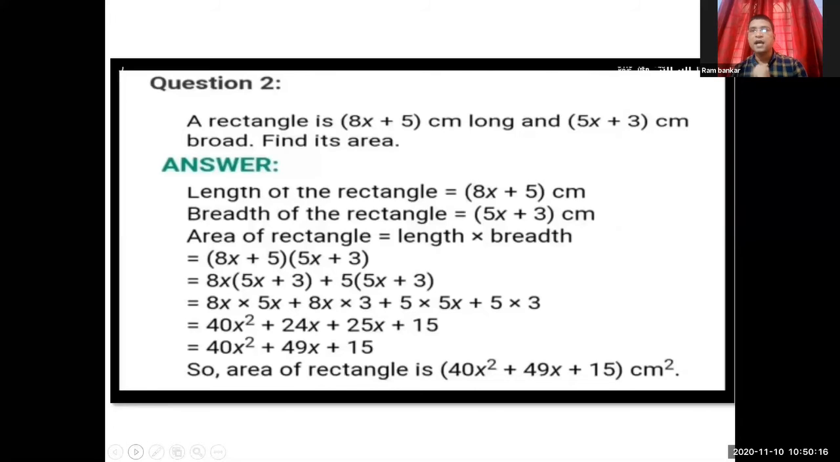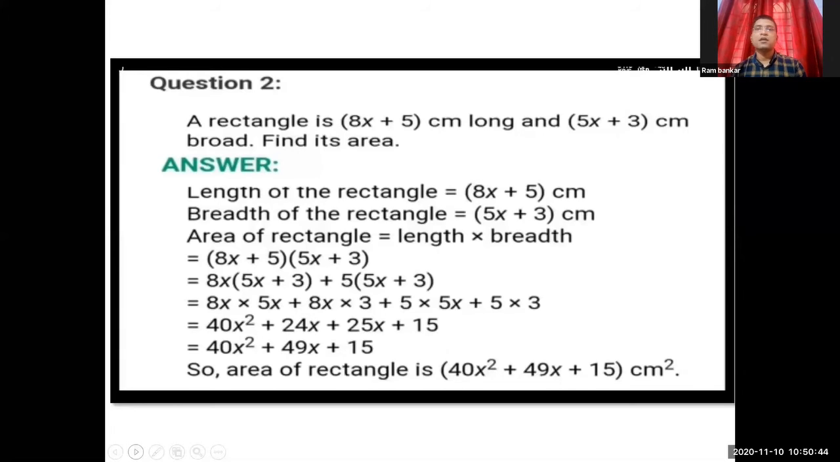8 3s are 24x. The x is written as it is. Plus 3 5s are how much? Plus, sorry, 8 3s are 20x. Then again next is 5 into 5. 5 into 5, how much? 5 5s are 25. Written x as it is. And the next is 5 3s are 15. Only coefficients in the last step. 5 3s are 15 is there.